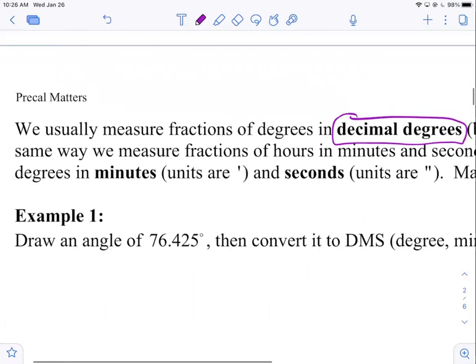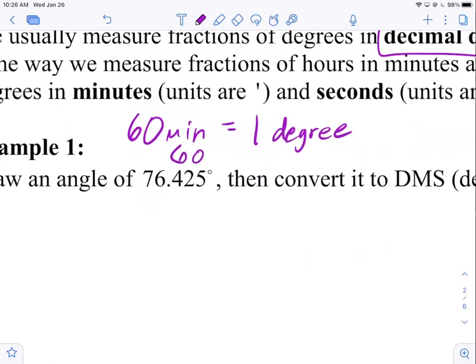In fact, there are 60 minutes in 1 degree, okay? Or you write it like this, 60 with a tick mark equals 1 degree. We use the single tick mark to denote minutes, much like in carpentry, we use it to denote feet, right? So in this sense, 1 degree is like 1 hour, but you have to be aware of the context. If we're talking about time, 60 minutes is an hour. If we're talking about rotation, 60 minutes is 1 degree, okay?